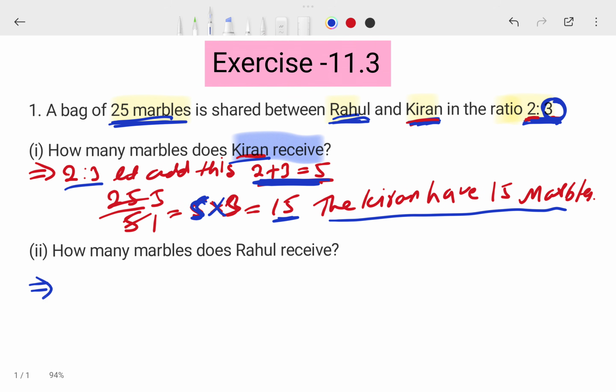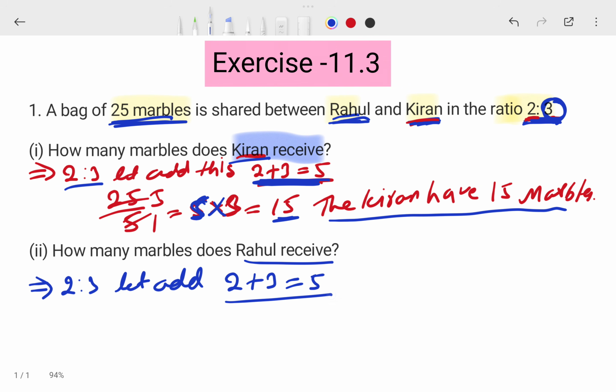Now here it is asking how many marbles Rahul receives. So it's simple. First, this is given in the ratio 2:3. Let's add it. So what is it going to be? It's going to be 2 plus 3, which is 5. First we have to add the ratio. When we add the ratio, let's divide the marbles by the ratio.